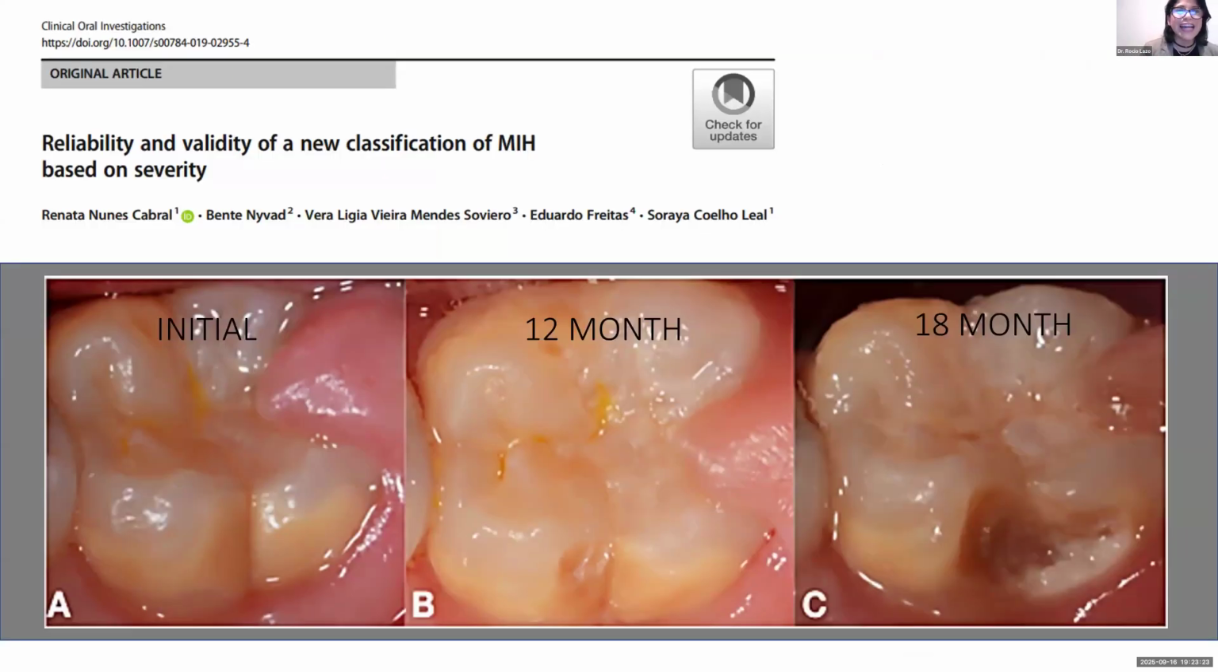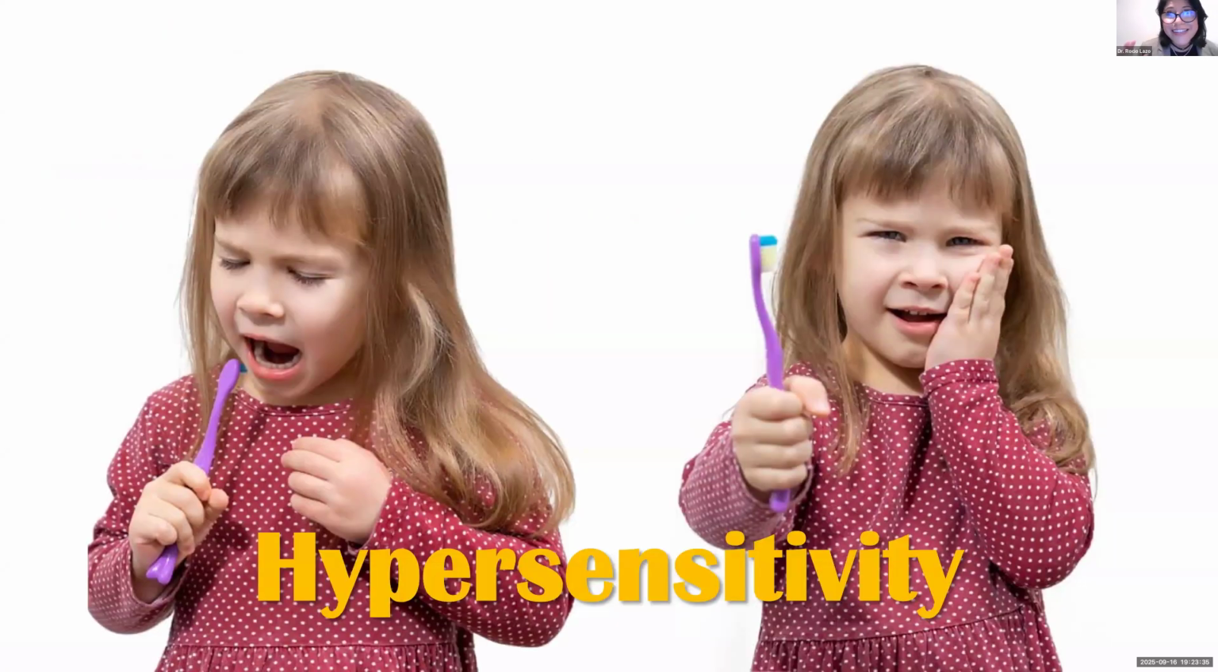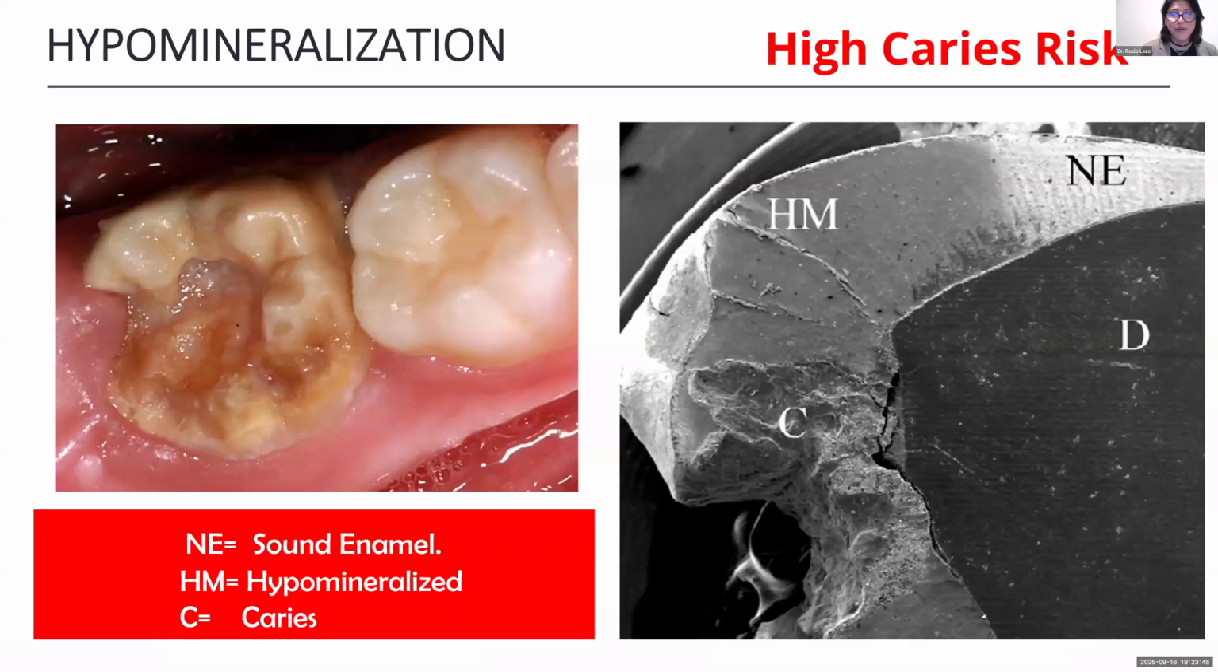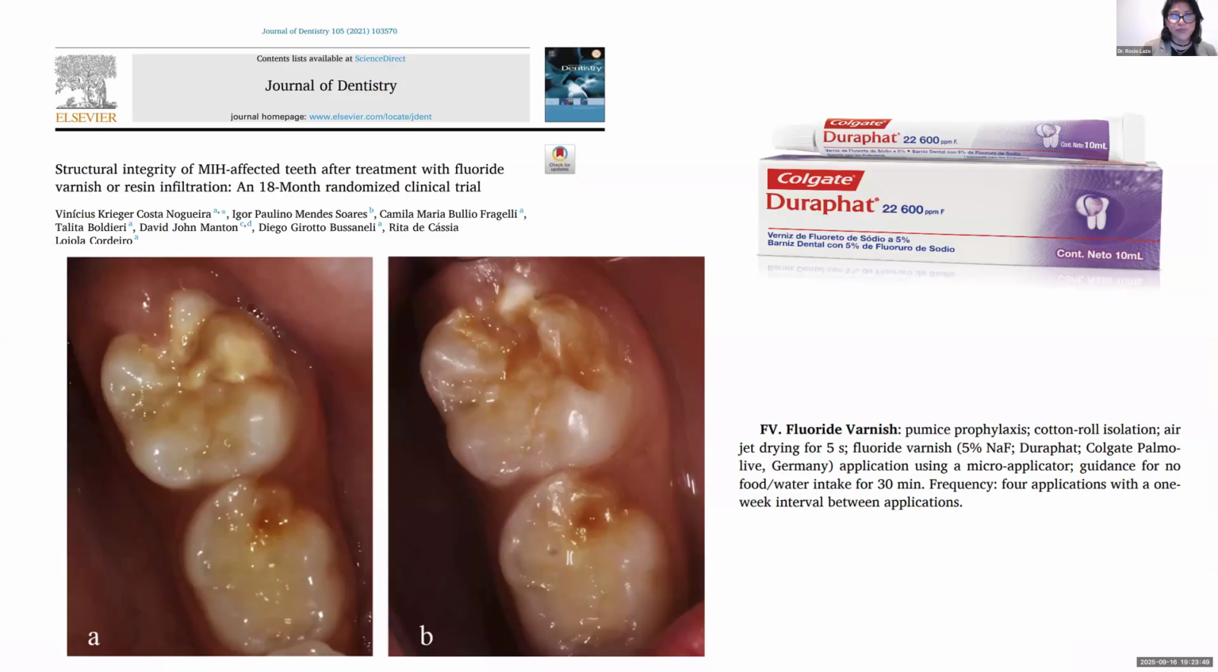So again, hypomineralization is a porous enamel that breaks down so fast. Look here. This is the opacity with breakdown at 12 months. At 18 months, not only breakdown, it's breakdown and caries lesions. And it's impossible to tell your patients to brush their teeth well. Why? Because these kids have a lot of hypersensitivity. So you have a risk of caries lesions too.